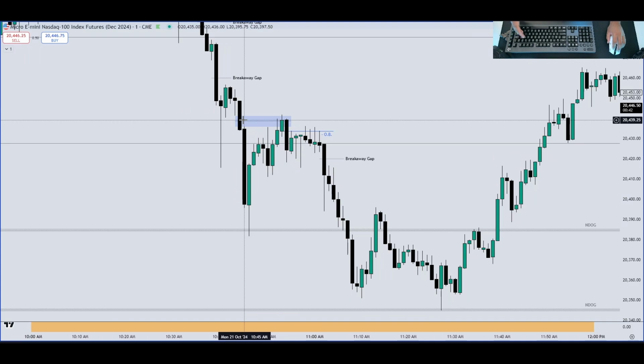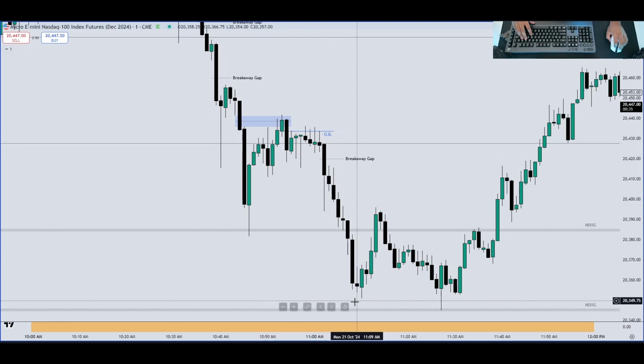Price trades up into this premium fair value gap in here. Look at the bodies respect the consequent encroachment. Bearish order block. Look at the wicks respecting that till we finally trade lower. There's that breakaway gap once more, and we finally reach that last new day opening gap.